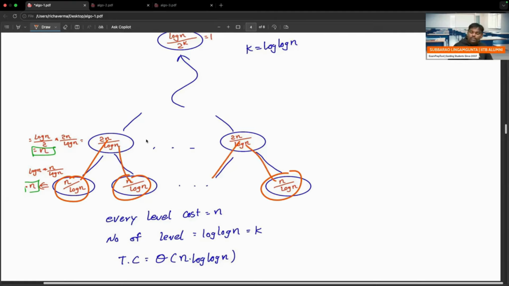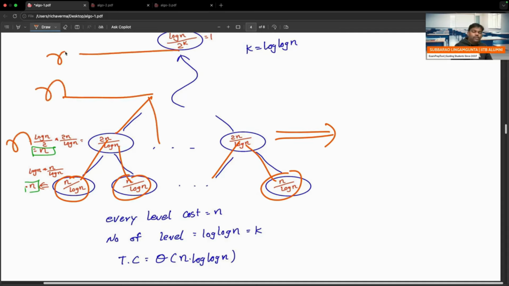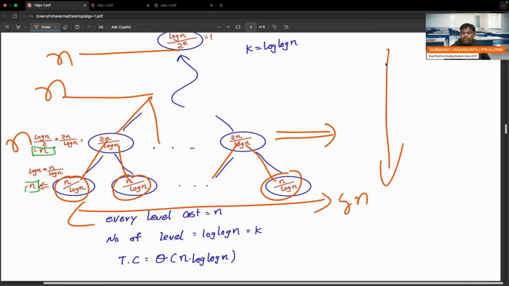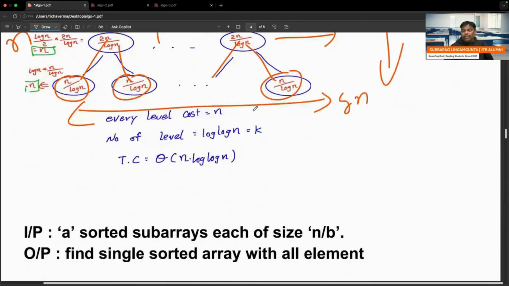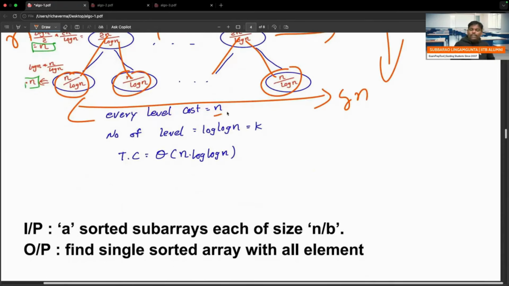So in this level, log n by 2 people are there, and every one has size 2n by log n. If you cancel it, n comes. In the next level also, n will come, here also n, here also n. How many levels are there? You are dividing log n by 2 by 2 by 2. If you keep dividing, log of whatever is there, it becomes log of log n levels, and every level costs n. So every level is n cost, the number of levels is log log n, and the final time complexity is n log log n.